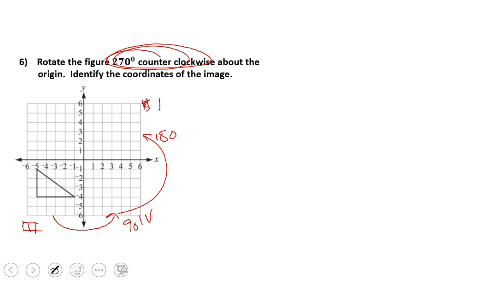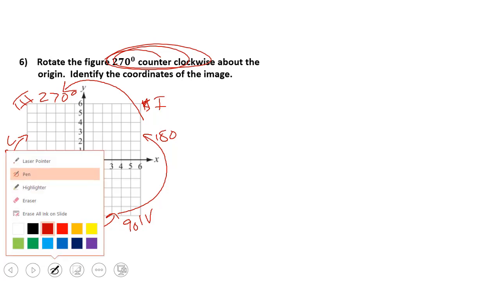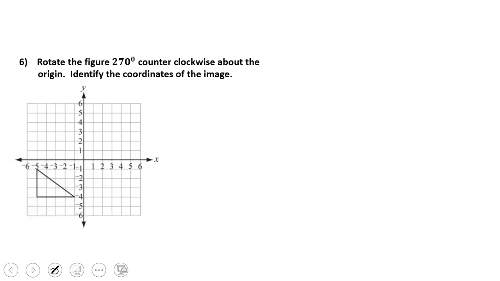Oops, quadrant 1. And then I go another 90 degrees, so 180 plus 90, that is 270 degrees, and I end up in quadrant 3. Well, if I end up in quadrant 3, is that not the same as a 90-degree rotation in the opposite direction of clockwise? That is correct, and that's why it's the same. So ladies and gentlemen, again, let's write down our original figure points.